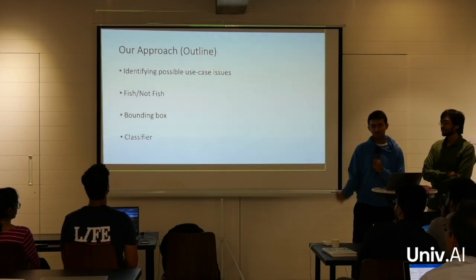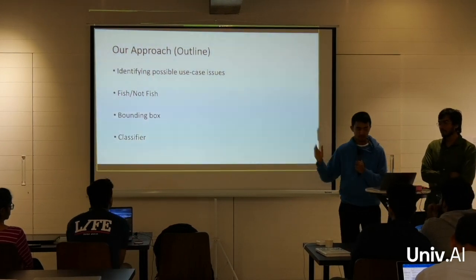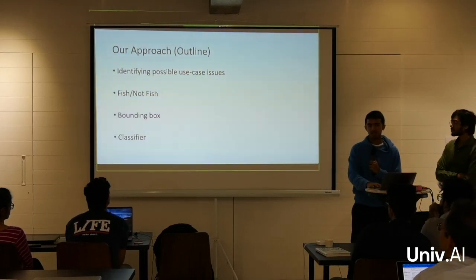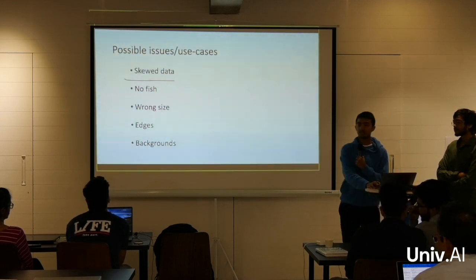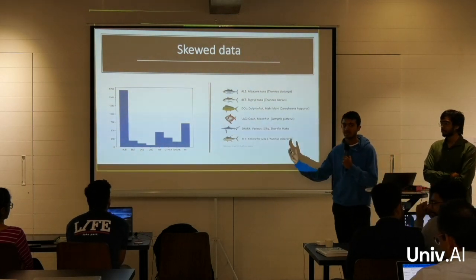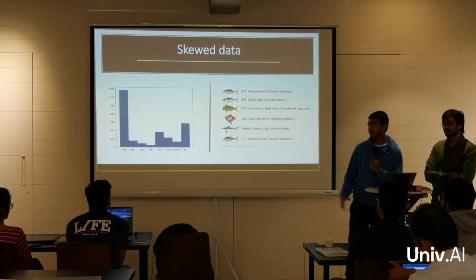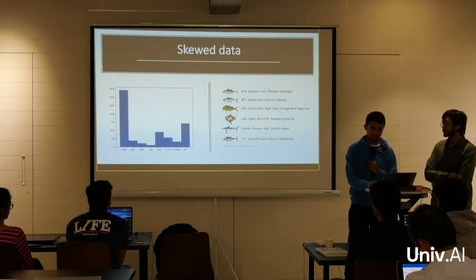The approach that we took, the first step, is identifying possible use cases or possible encounters to tackle this issue, right? So the first that we took is skewed data, and this is what we can see. Now the issue with this skewed data is that we do not know what our test set is like. It can identify albacore tuna really well, but the rest of them not so much.